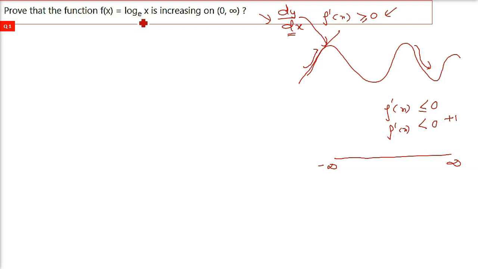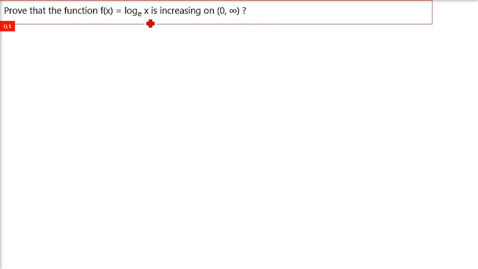But this exercise is without differentiation. Prove that the function log base e x is increasing on 0 to infinity. In the center of infinity and negative infinity is 0. So the question is saying we are going to the right, from 0 to infinity. When we solve this kind of question, the first thing is 0 to infinity.